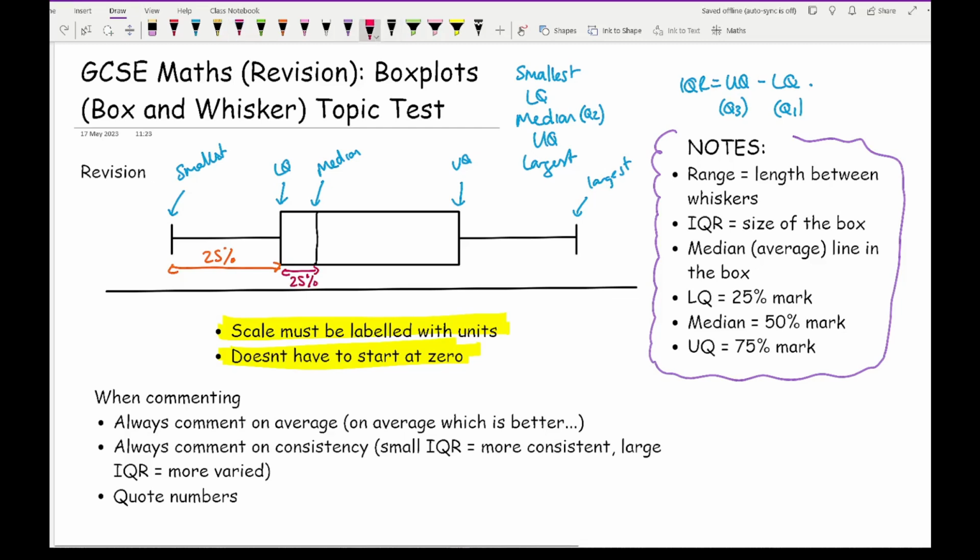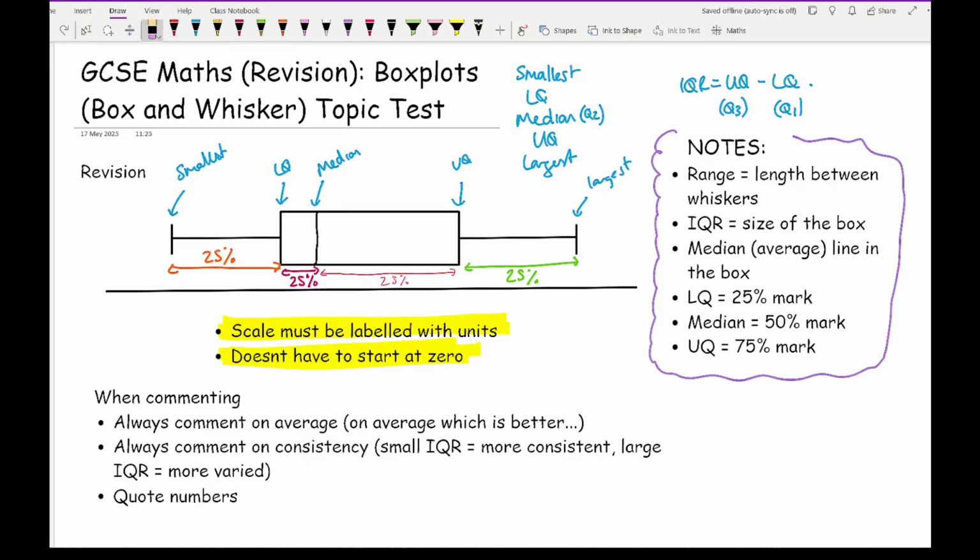This next bit here is the next 25%, and running out of colours, this distance between the upper quartile and the largest value is your next 25%. So it's all split into quarters, even though it may not look like it's split into quarters, but that's basically because of the data. So that's where this whole point of a box and whisker diagram comes in handy.